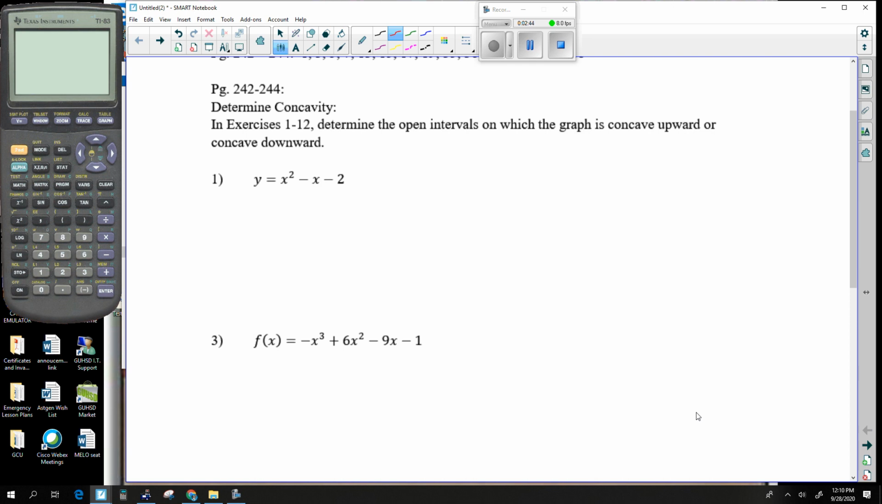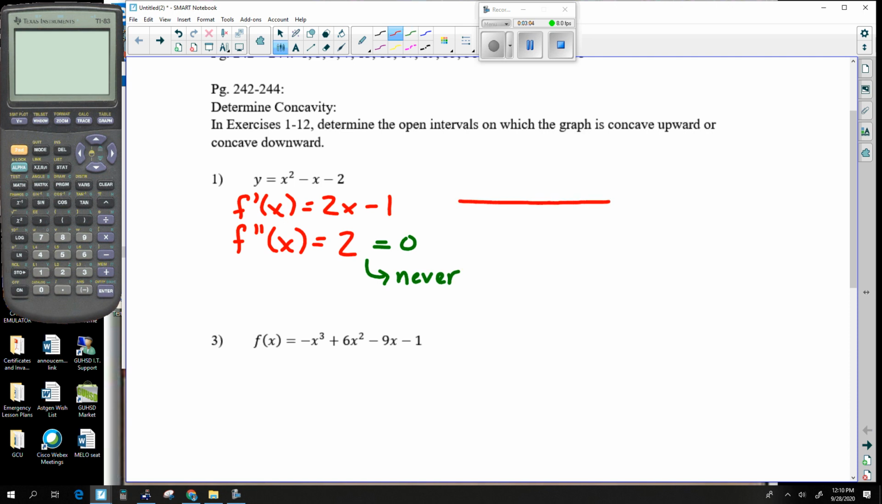Okay, concave upward or downward. Let's go ahead and take the derivative, and then the second derivative. So when is this thing equal to 0? Never. It's never equal to 0. That means we do not have any critical values. What does this say about the second derivative? The second derivative is always 2, meaning it's always positive. So what does this say? This is concave upwards from negative infinity to infinity.